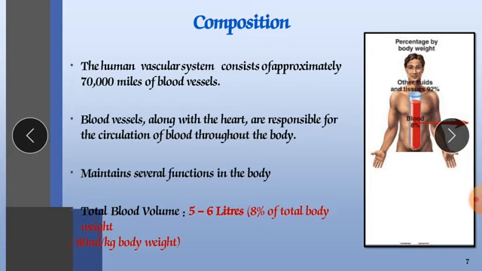Its total blood volume is 5 to 6 liters. It is almost 8% of total body weight. That's why our body weight depends on our blood volume. Now it is 80 ml per kg body weight. Now in case of females it is less, it is 4 to 5 liters only.